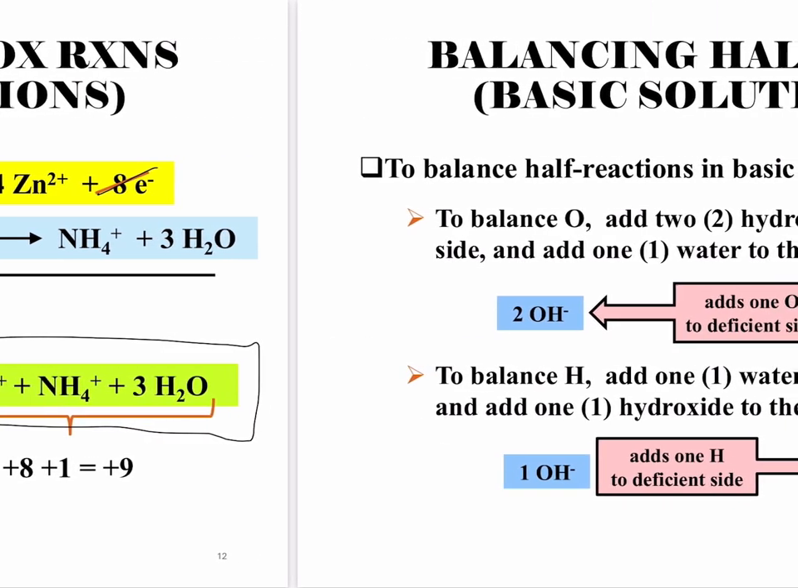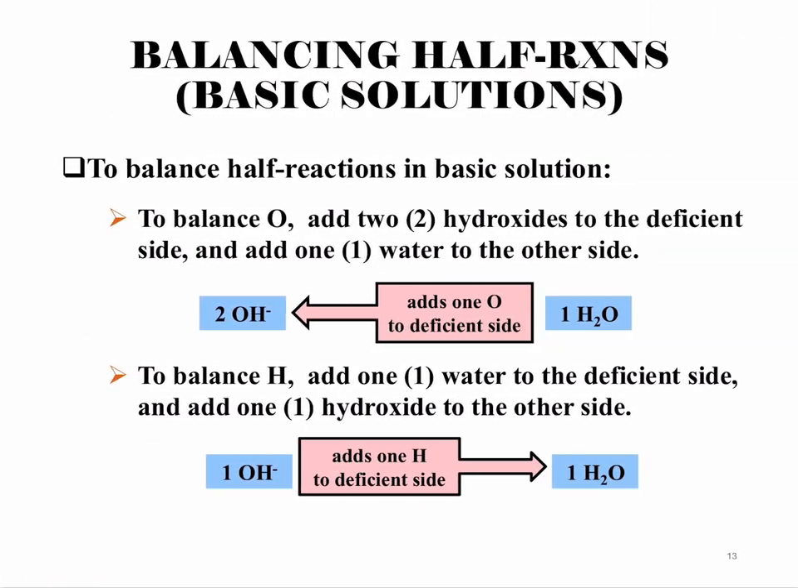So we can do a quick review, right? So in basic solutions, the half reactions, to add one oxygen to the deficient side, we add two hydroxides to that side, and one water molecule to the other side, right? That's a net zero change in hydrogen, but a net change of one oxygen atom. To balance hydrogen, we add one hydroxide to the non-deficient side and a water molecule to the deficient side. That is a net change of 0 in oxygen molecules and a net change of +1 in hydrogen atoms.